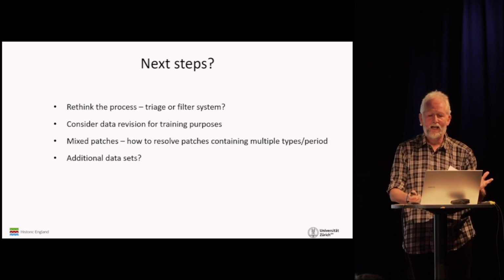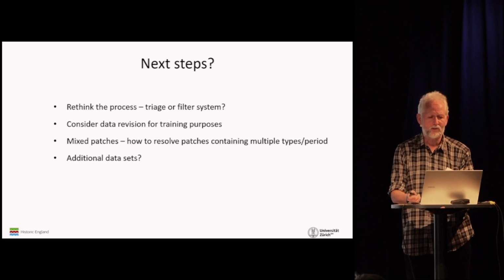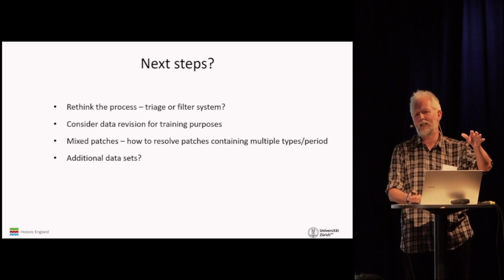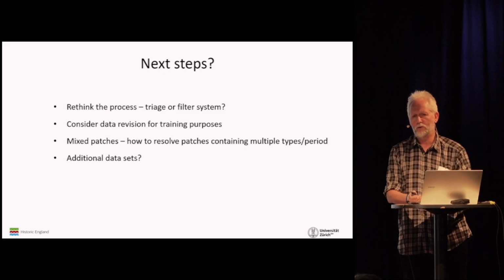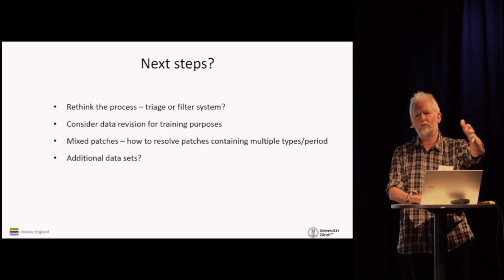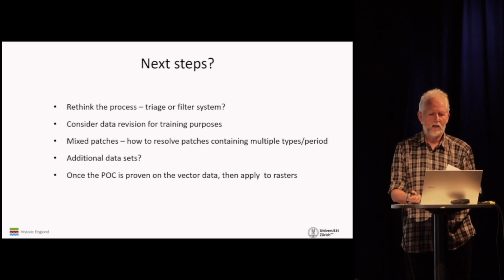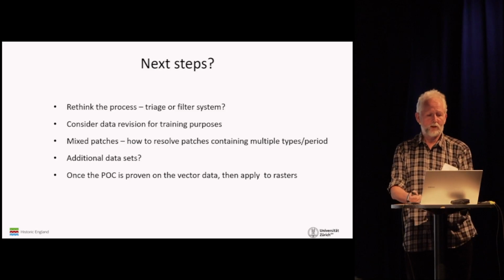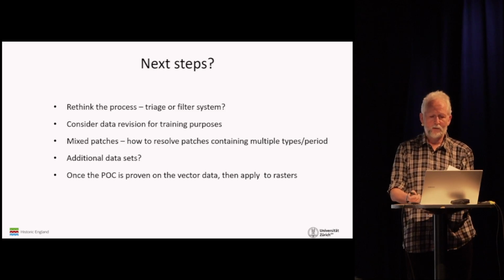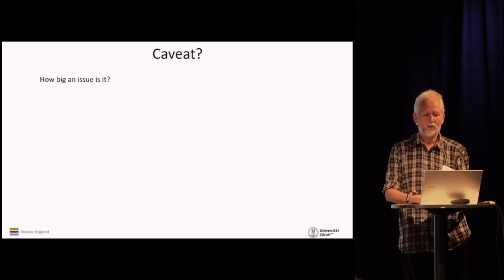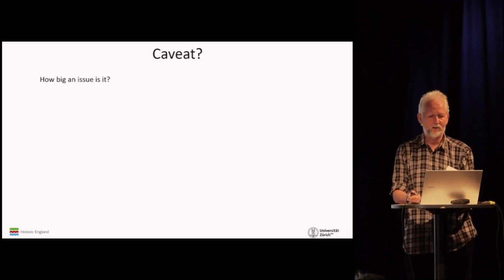And then there's a question of additional data sets. You know, would it actually be useful to have the general DEM elevation model to work out the elevation of the land, etc.? And then only once it's been proven on the vector data can we apply the rasters. The question is, how big an issue is it?